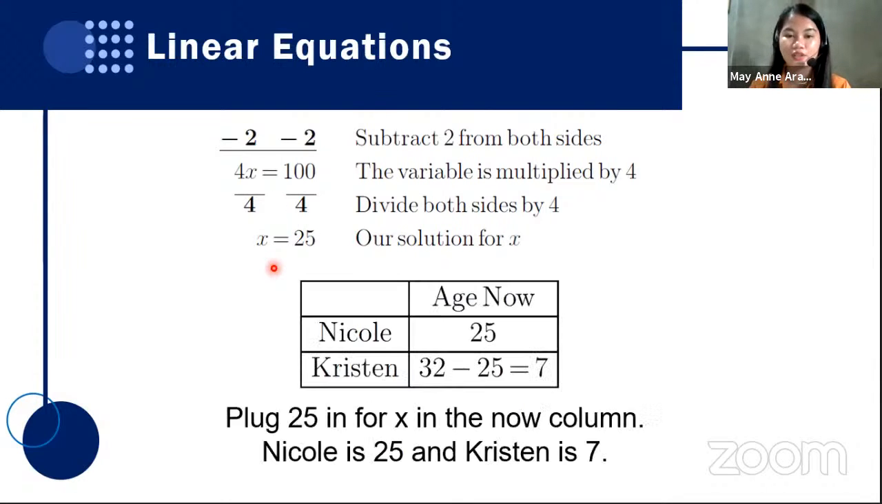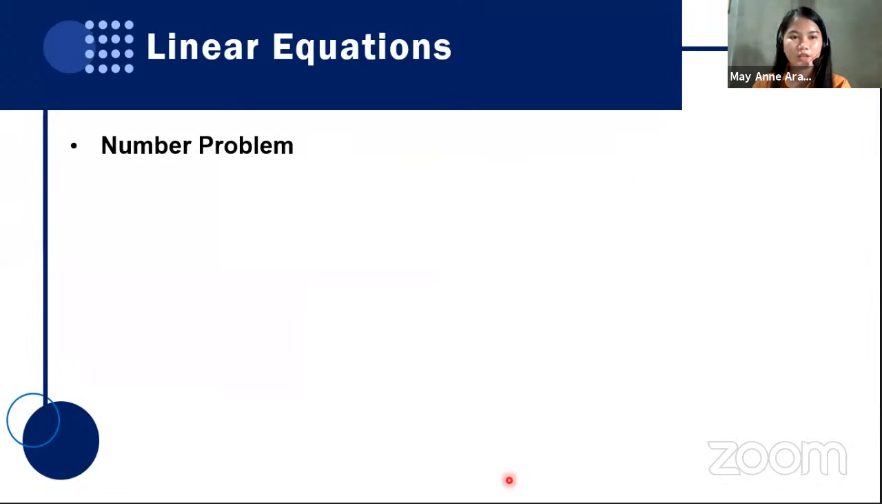Okay, then substitute natin sa original. Sa first column natin. So, therefore, the age of Nicole is 25 and the age of Kristen is 7 years old. So, Nicole is 25, Kristen is 7. Now, pero sa mga problems naman, di ba, usually isang age lang yung tinatanong. Hindi naman na both. Another type of problem, we have the number problem.